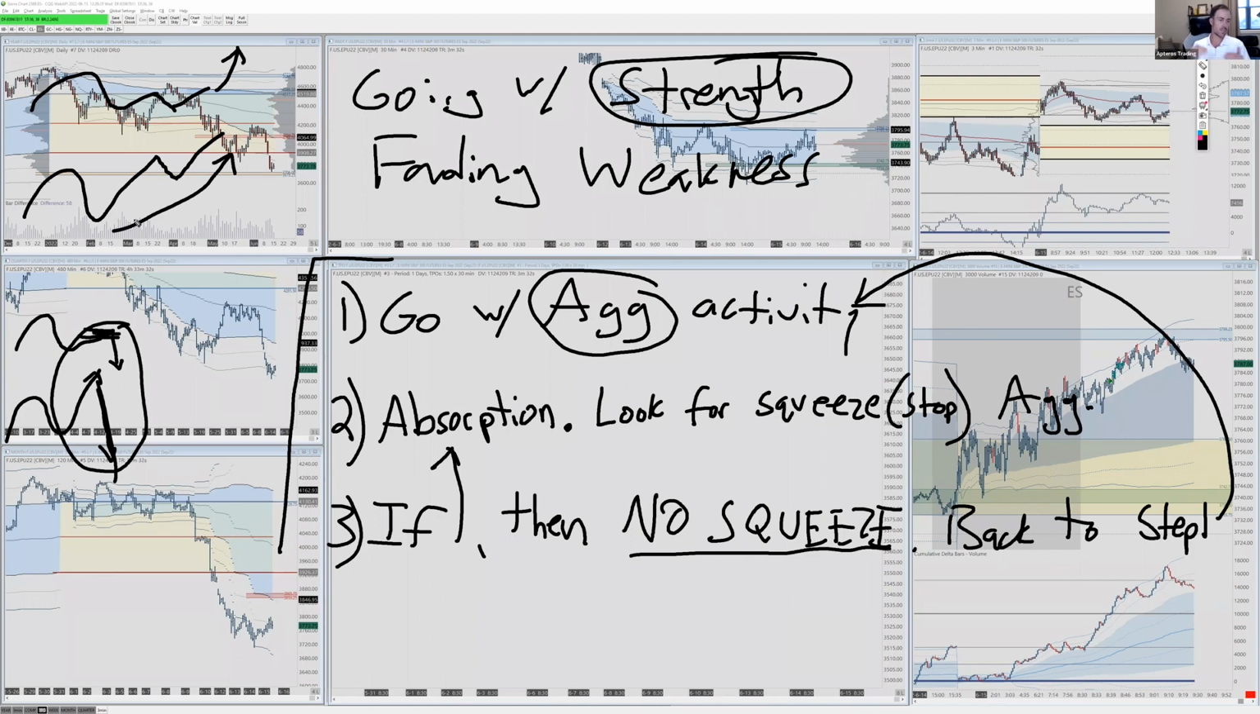Because what is this? It's a battle. You have an immovable object hitting an unstoppable force, right? We don't know which is going to win, but these are my guidelines and my model for how I typically go about having a read on order flow.